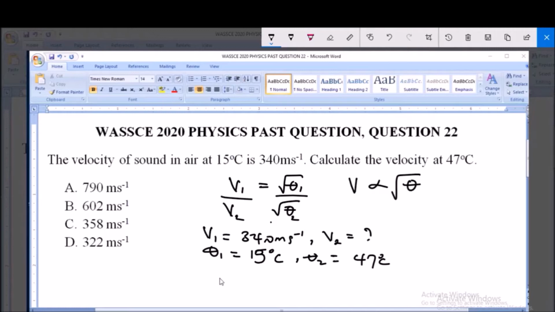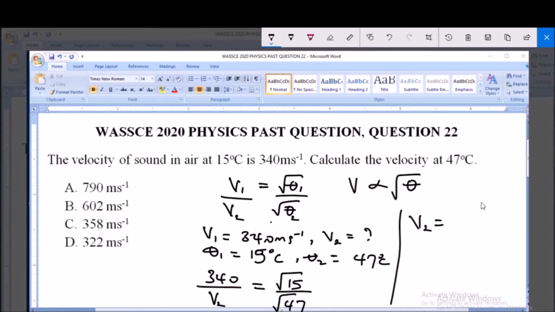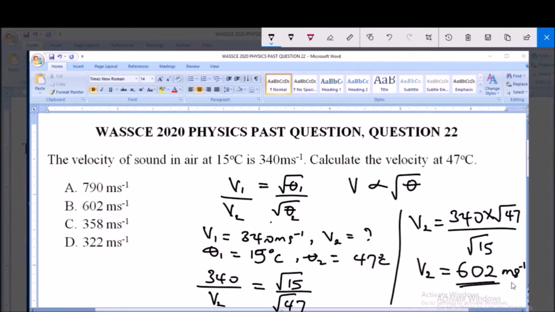So therefore, we have that V1, which is 340, all over V2, which is the unknown, is equal to the square root of 15 all over the square root of 47. Now from this we can say V2 is equal to 340 multiplied by the square root of 47 all over the square root of 15, and calculating this we have that V2 is approximately 602 meters per second, and that is option B.